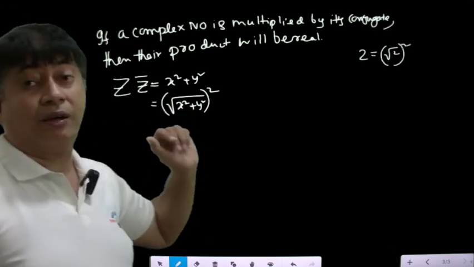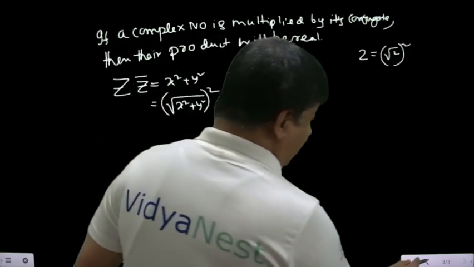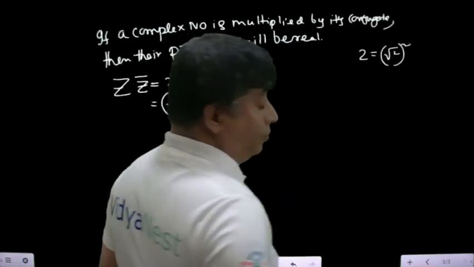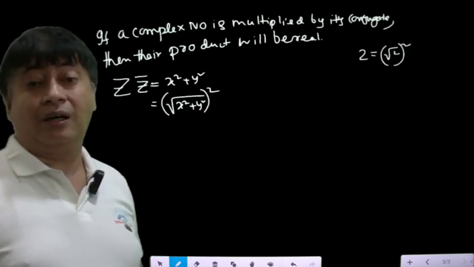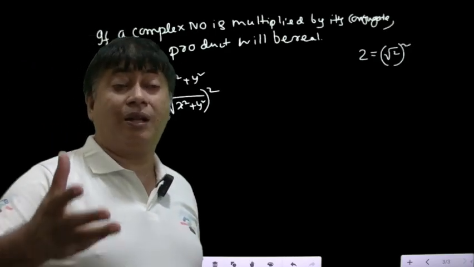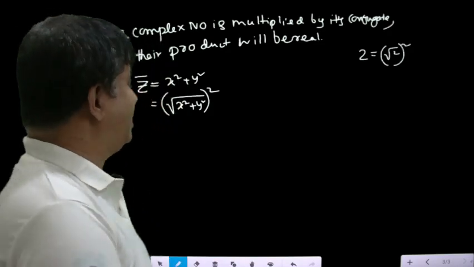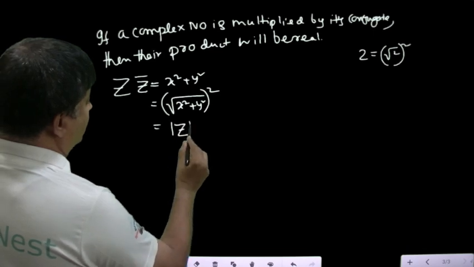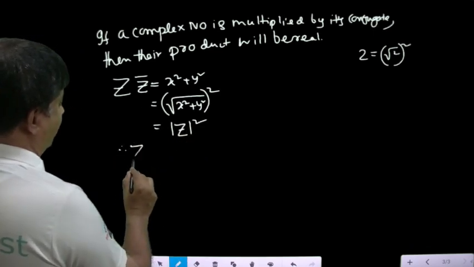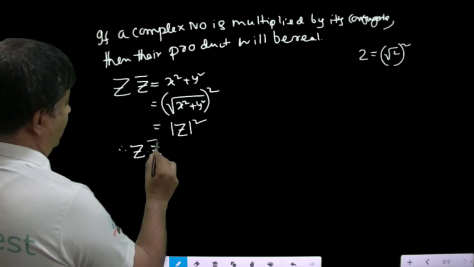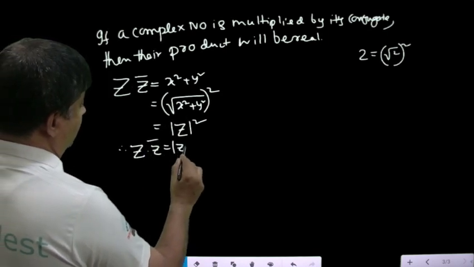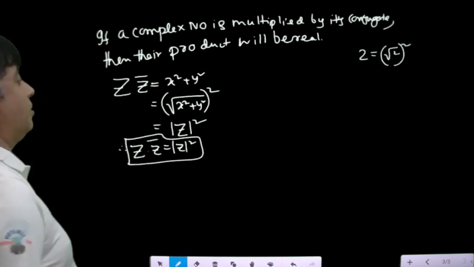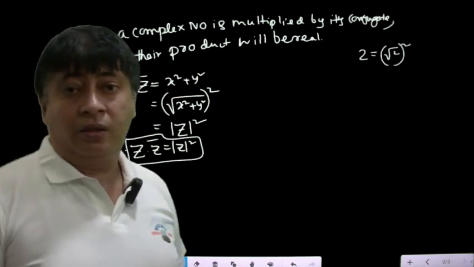Now, root x square plus y square is what? You just shift back, that is mod z, which is actually called hypotenuse in real number system. So that is mod z whole square. So we have got a new property, z into z bar is mod z whole square. Okay.